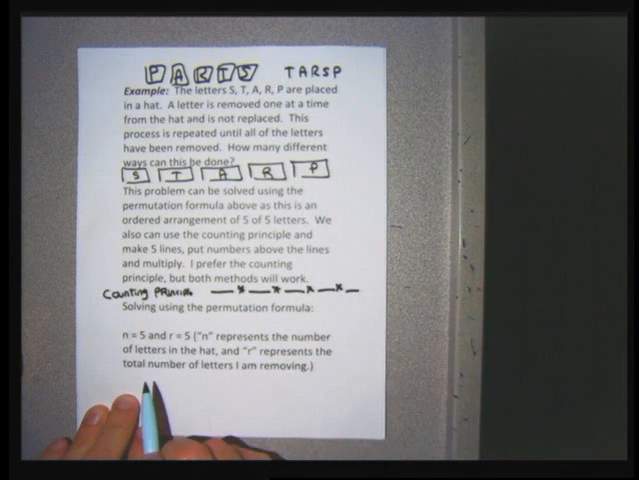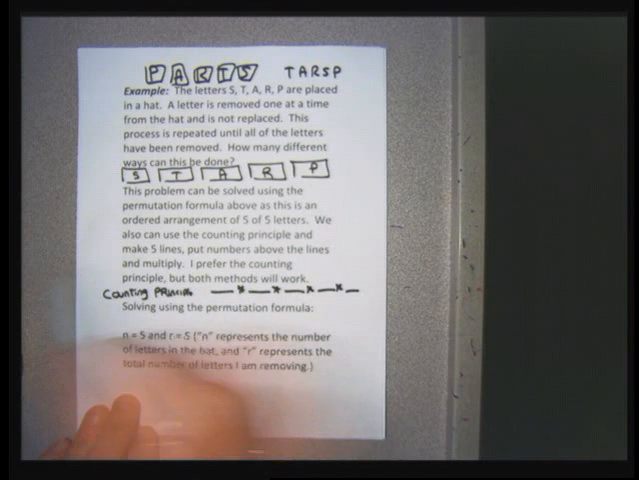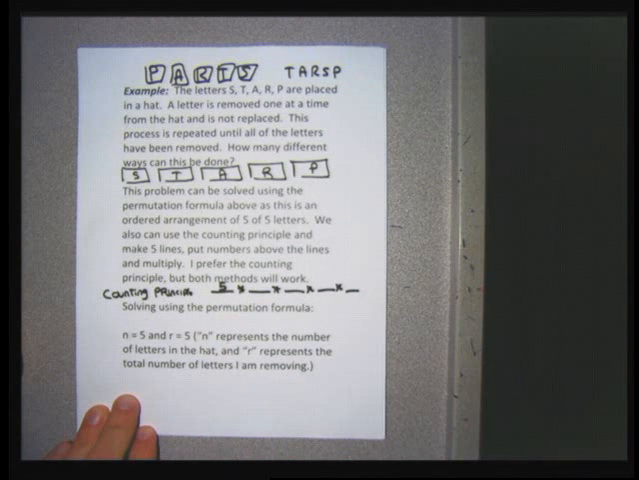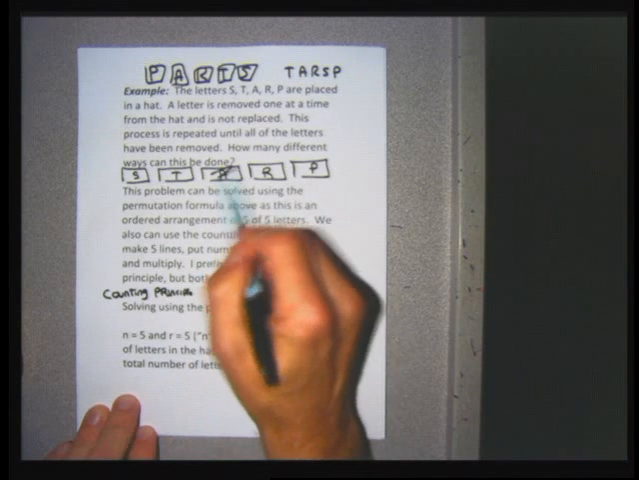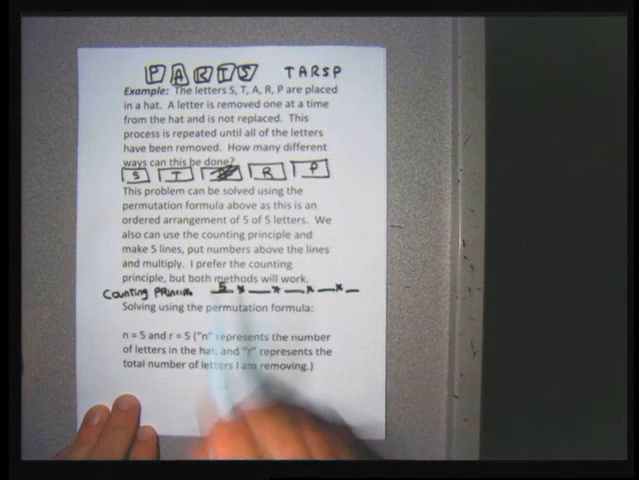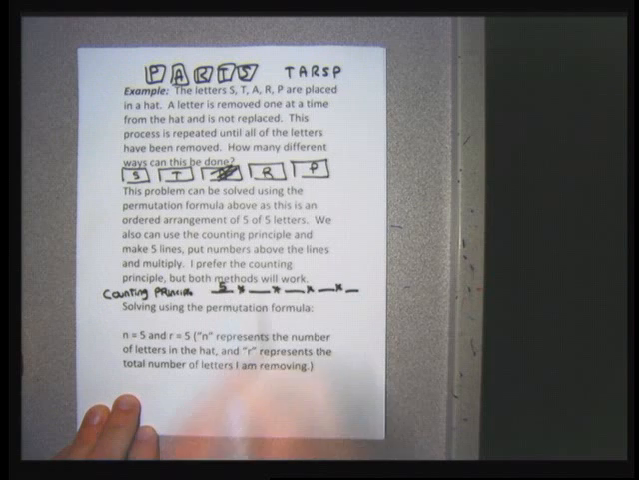And now for the first letter, there's all 5 letters available to me. So for the first letter, there's 5 possible letters that it might be. It doesn't matter what it is, but since I'm not replacing the letter in the hat, when I go to pick my second letter, the letter that I've already picked is no longer there. There's only going to be 4 letters to choose from.